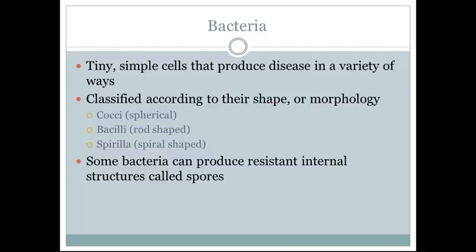Bacteria are tiny, simple cells that produce diseases in a variety of ways. They are classified according to their shape and morphology, which is different from viruses. Some bacteria can produce resistant internal structures called spores. Those spores have a different kind of treatment and oftentimes need dual antibiotic therapy. Bacterial infections are treated with antibiotics, and there are a variety of antibiotics out there. Depending on the classification based on shape and morphology will depend on which antibiotic is appropriate.